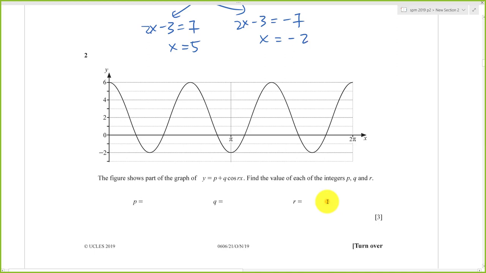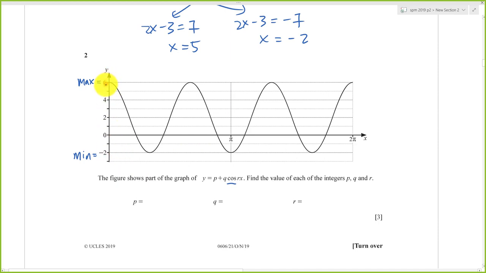Okay, trigonometric graph. Whenever it is a trigonometric graph, the first thing I check is sine, cos, or tangent. Obviously this one is a cos. When I see the cos here, I will check the amplitude first. What is the maximum or minimum? The maximum here is 6, and the minimum is negative 2.